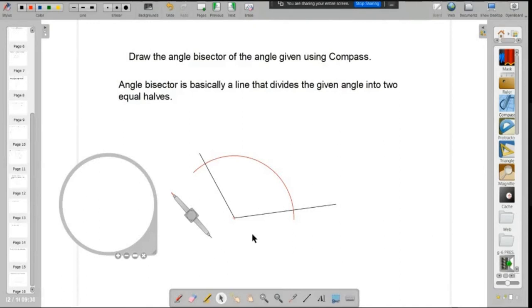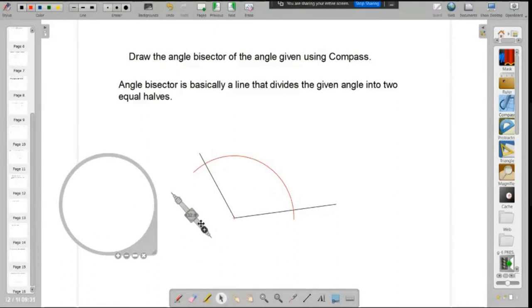To draw the angle bisector, I will set the compass to the distance between the points of intersection of the arc with the arms. I will set the distance as this distance from here to here, and I will show it to you using this one. This will be the distance I will be setting in the compass. So I keep the pivot at this intersection point and set the other pen tip of the compass to the other intersection point.